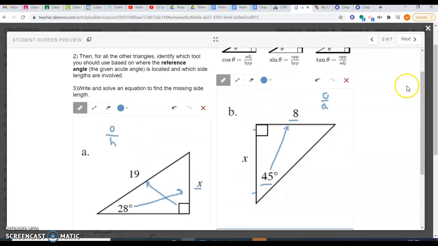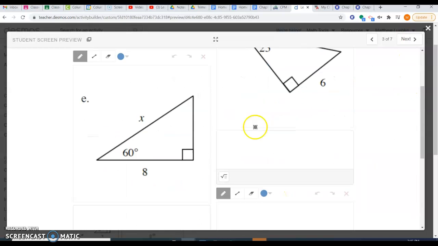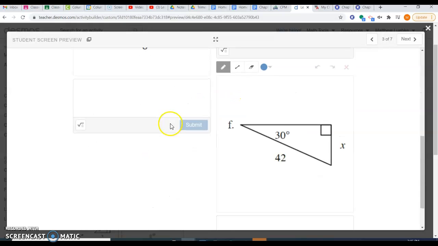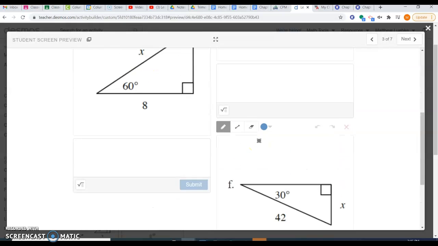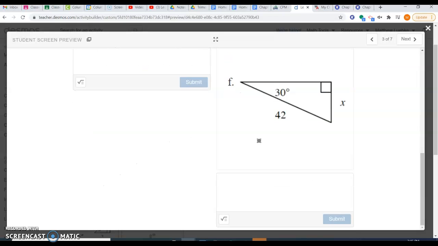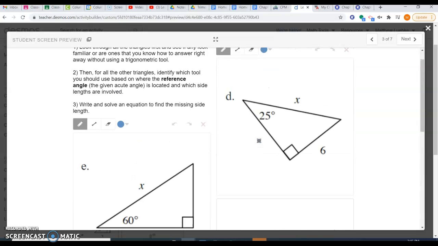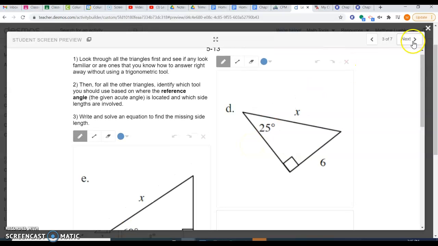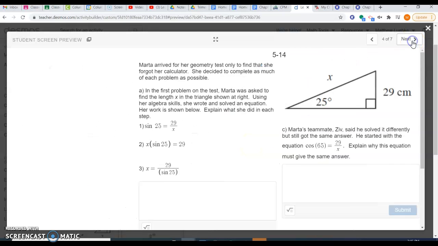And so those are A and B, and you're going to keep going here in part C, and you're going to try to do D, E, and F. Okay, so it's just some practice here of solving D, E, and F, trying to figure out which one am I using. Where's my reference angle? Do I have opposite hypotenuse? Do I have adjacent hypotenuse, or do I have opposite adjacent? If you have questions, make sure you reach out and ask.